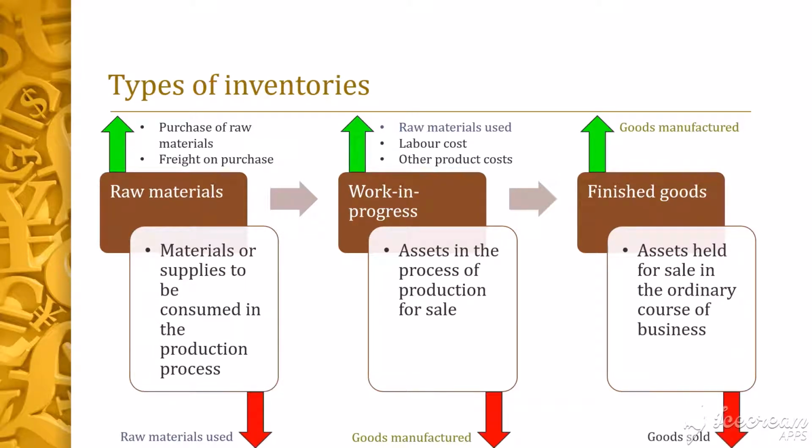So this is the rough idea of how the cost of goods manufactured statement works. Essentially, we want to account for how one state of inventory is transformed to another state.